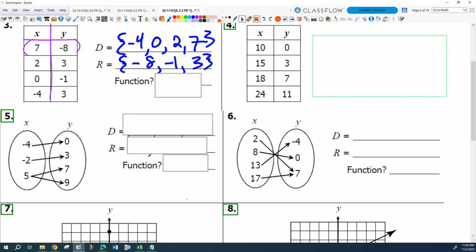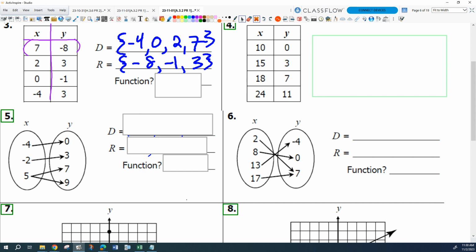Okay. Well, let's do a little test here. You guys tell me with your fingers, how many outputs are there for each of these inputs? How many outputs are there for 7? How many different outputs are there? I input 7, I only get 1. If I input 7, what's my output? -8, so I get 1. So that's 1 finger. How many outputs for the input 2?